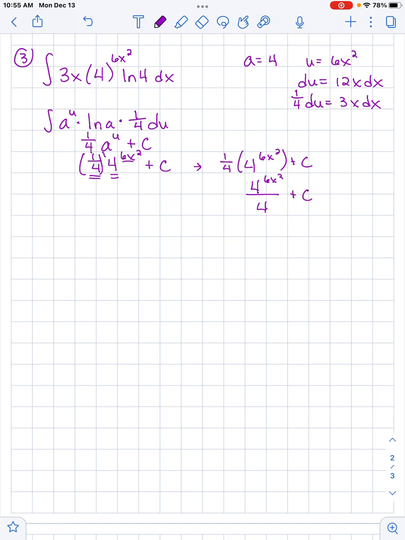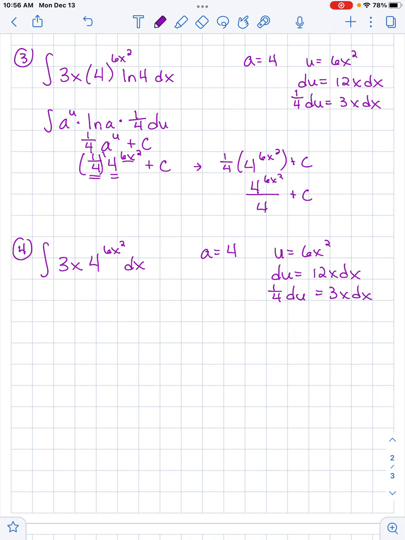Okay, let's do one more. And this was what I was going to do last time, but I figure we should do this together. I'm going to redo that same exact problem, but without the ln of 4. Okay, let's take a look. We've got a equals 4. We've got u equal to 6x squared, du is 12x dx, and 1/4 du is 3x dx.